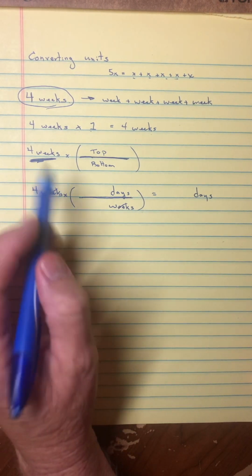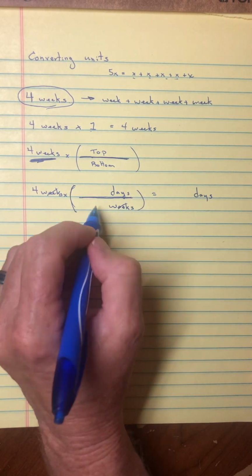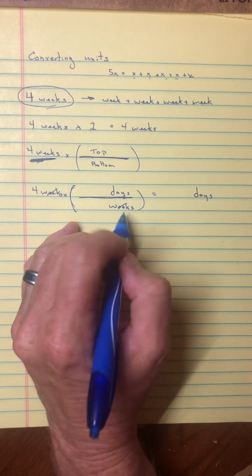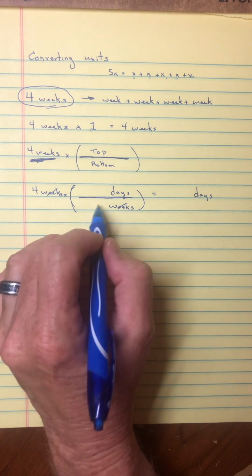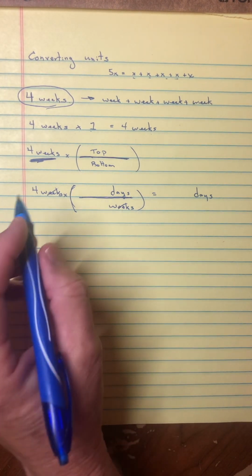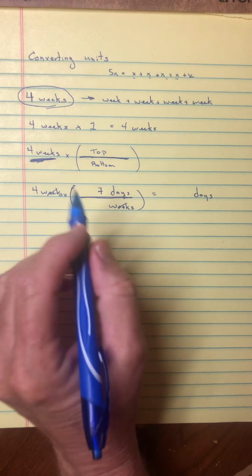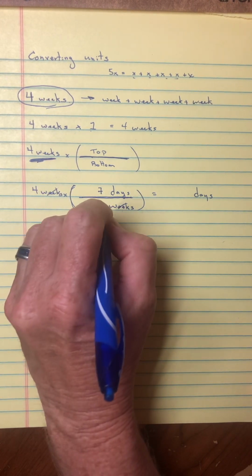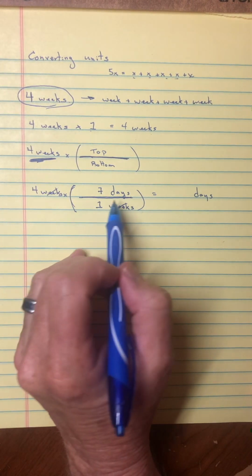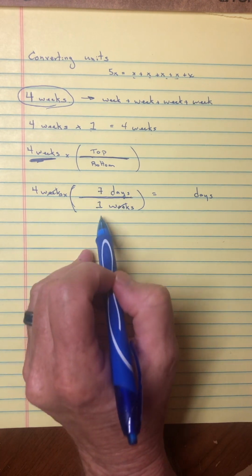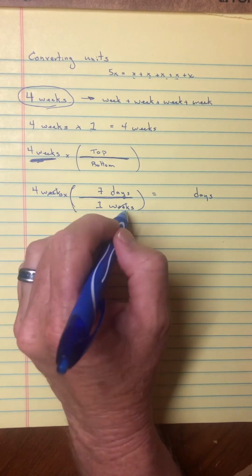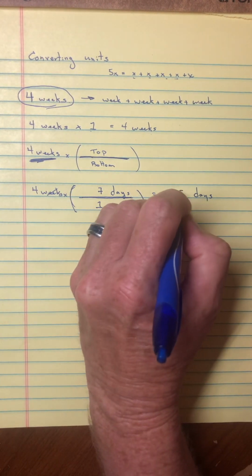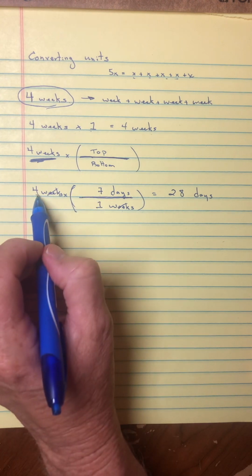I'll say it again. You're going to multiply by a clever number 1, where the thing you want to get rid of goes on the bottom and the thing you want to convert it to goes on the top. Now, of course, it has to be equal to 1, so you would put something like 7 days is 1 week. As you know, the top, 7 days, is the same as the bottom, 1 week, and so that's just a number 1. But it's a clever number 1 that gets rid of weeks and changes it to days. Then you can just take your numbers, 4 times 7, and get 28 days.